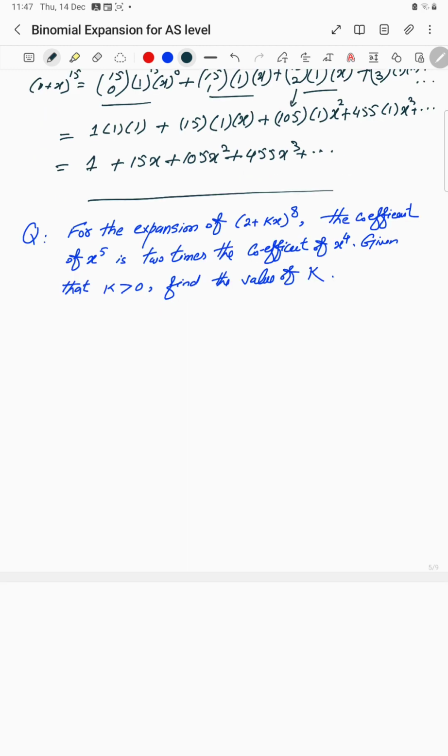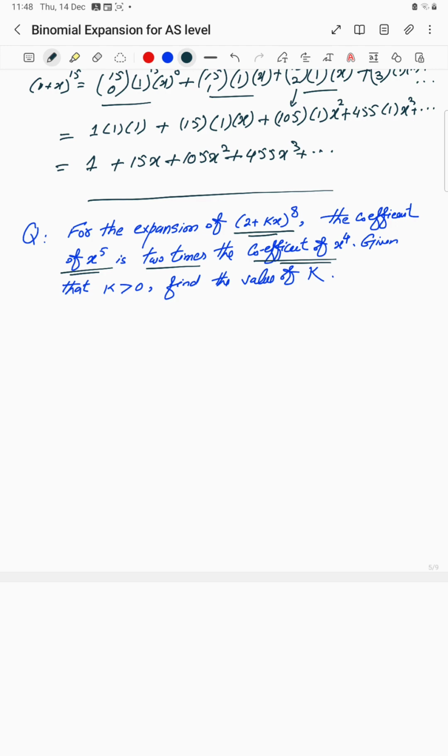Okay, students, now I take another question. For the expansion of (2 plus kx) whole power 8, the coefficient of x^5 is 2 times the coefficient of x^4. Given that k is positive, find the value of k. Here we have been given the indicated terms, the coefficient of x^5 and the coefficient of x^4, so no need to expand it till the last term. One method is true: you can expand the whole thing and get the coefficients and compare them.